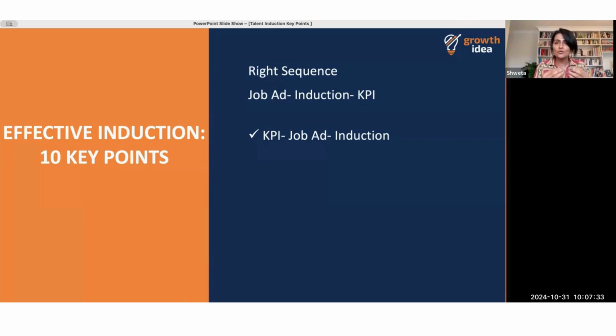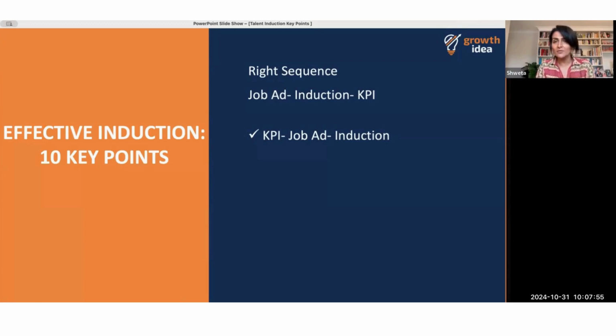Once the person comes on board, then you start off with the induction plan, right? To give them that structure and clarity as to what they need to do in the first few days. So please make a proper note of this, because if you've got the sequence wrong, then the chances of having that effective induction or having that superstar on board also reduce massively, okay?